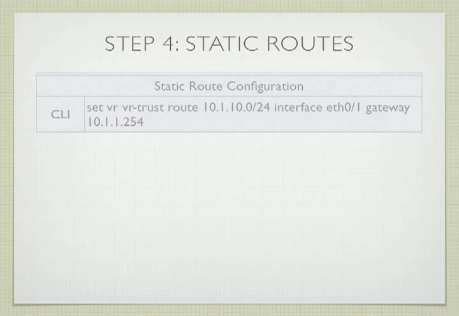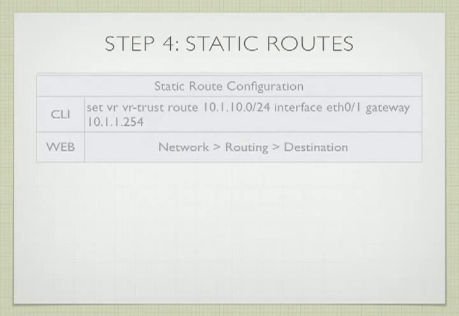What virtual router are we putting the static route in? What network is the static route for? What interface can we reach that network through? And then what is the gateway device that will pass on the traffic to that network? So in our previous diagram, we saw the router interface was 10.1.1.254, and the subnet behind that router was 10.1.10.0. So very straightforward, just all those elements in that order.